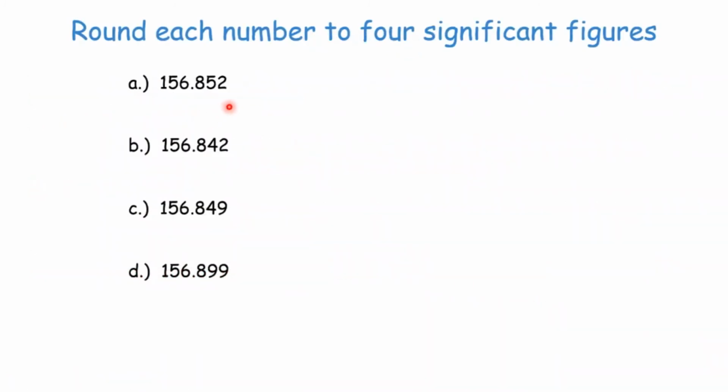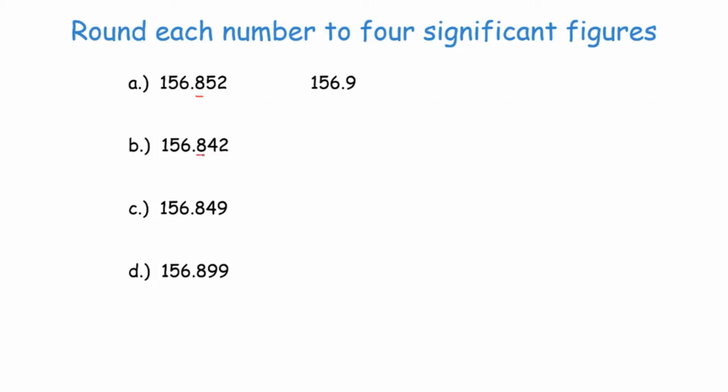Now let's do a few more exercises. We need to round each number to 4 sig figs. So it's always a good idea to underline the last digit. If it's 4, that should be this digit right here. And then pay attention to the digit after that. So 5, of course, we round it up. That should give us 156.9.